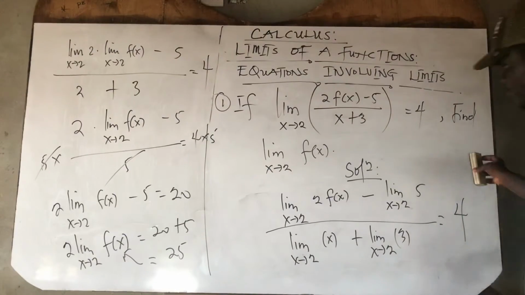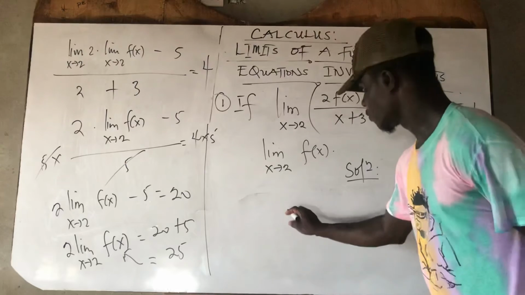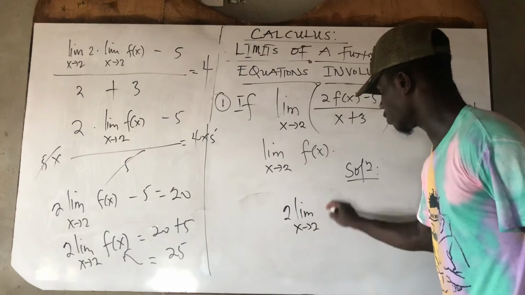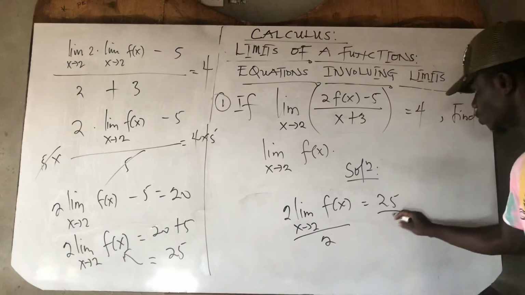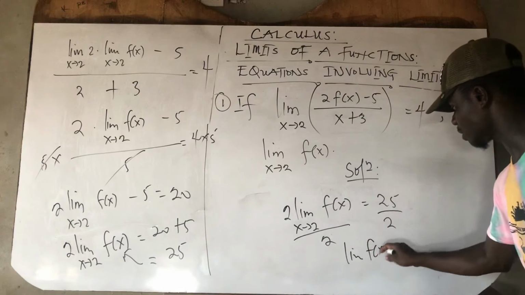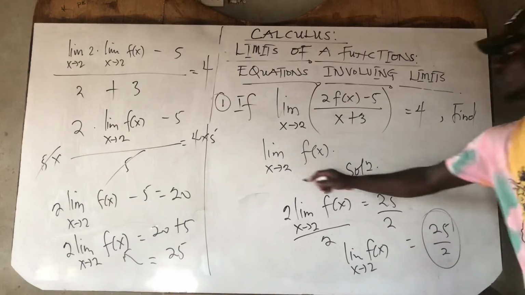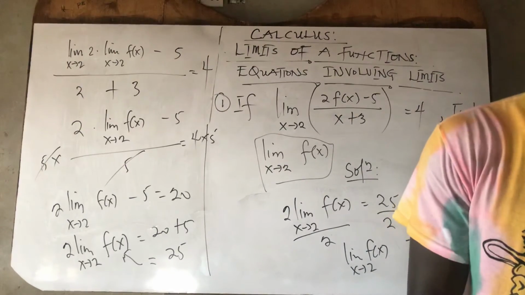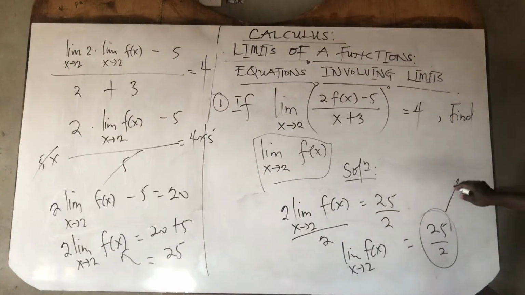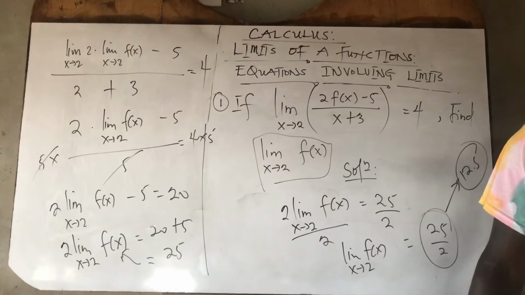Right. So now let's see. We have 2 times the limit as x approaches 2 of f(x), which must be equal to 25. So we divide here by 2, we also divide by 2. So the limit of f(x) as x approaches 2 is equal to 25 on 2. We said we should find the limit as x approaches 2 of f(x). So the answer is 25 on 2, and 25 on 2 is the same thing as 12.5. So when you get a question on this, that's how you solve it.